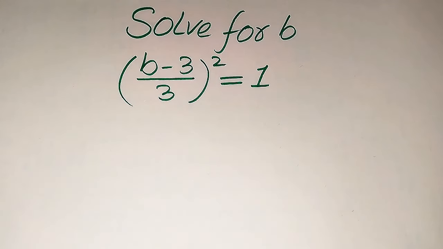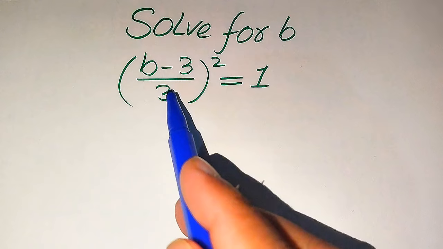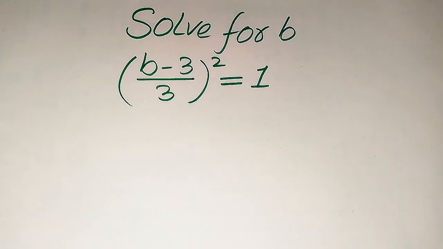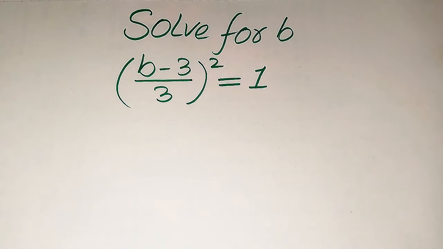Hello everyone, how to solve this problem for the values of b if we have ((b minus 3) divided by 3) whole square is equal to 1, and we solve this problem for all the values of b. Here first we find all the roots of this equation, and at the last we will verify which of the roots are solutions and which of the roots are extraneous roots.